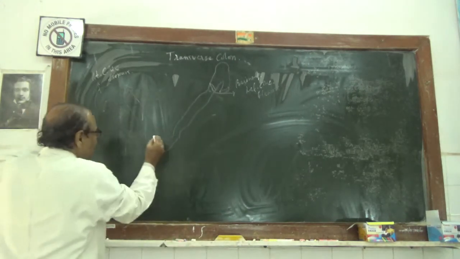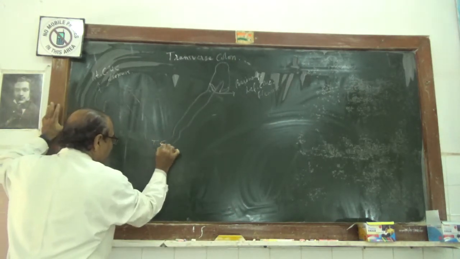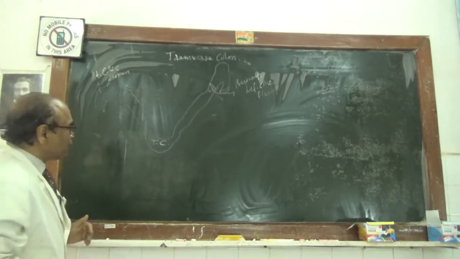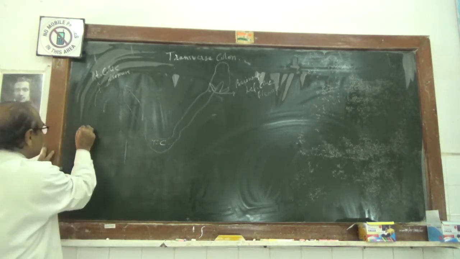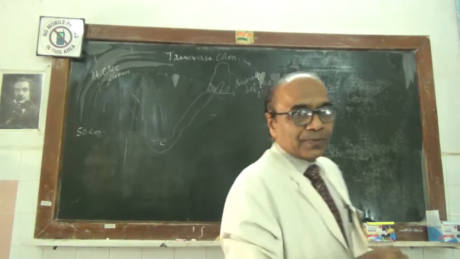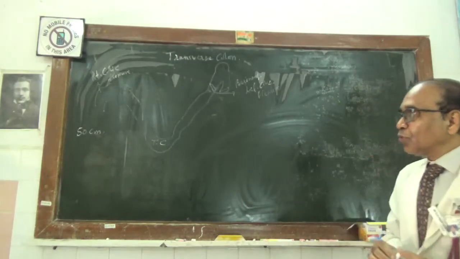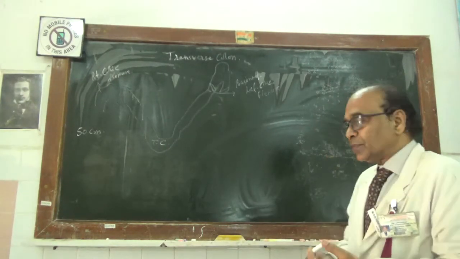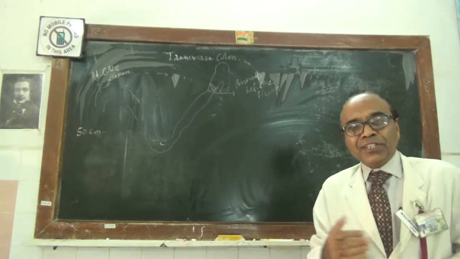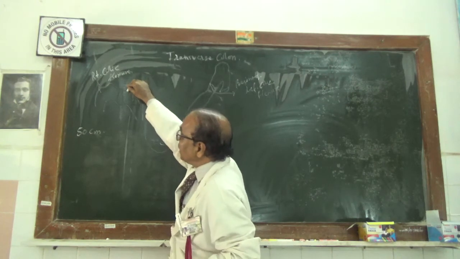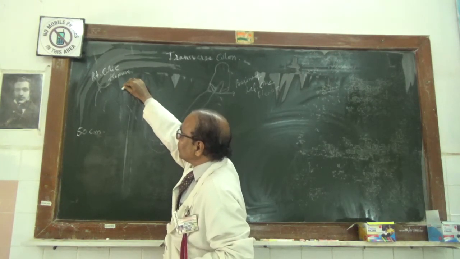So the length of the transverse colon is 50 centimeter. Now this transverse colon, when it runs from right to left, is not horizontal as the name suggests. It starts from the end of the right colic flexure.